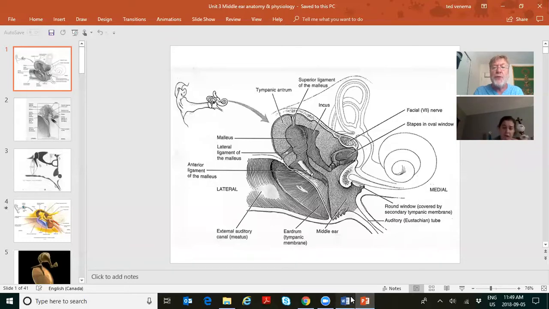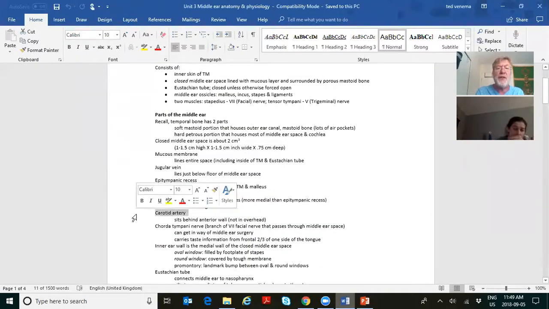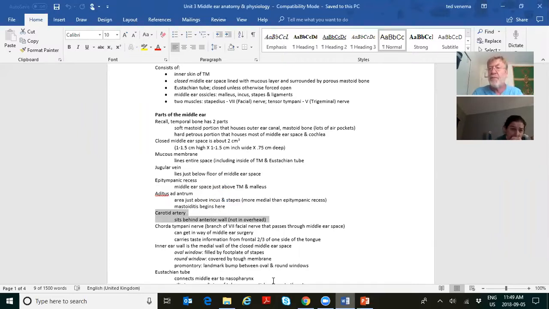All right, share screen here again, but this time not so much the PowerPoint. Let's go back to our notes, and again, some of the pieces in part. The carotid artery sits behind the anterior wall of the middle ear space. Anterior is the front, okay, and you can't see it in the slide overhead. So just don't worry about it. But the carotid artery and the jugular vein are two big blood vessels that are right near the middle ear.